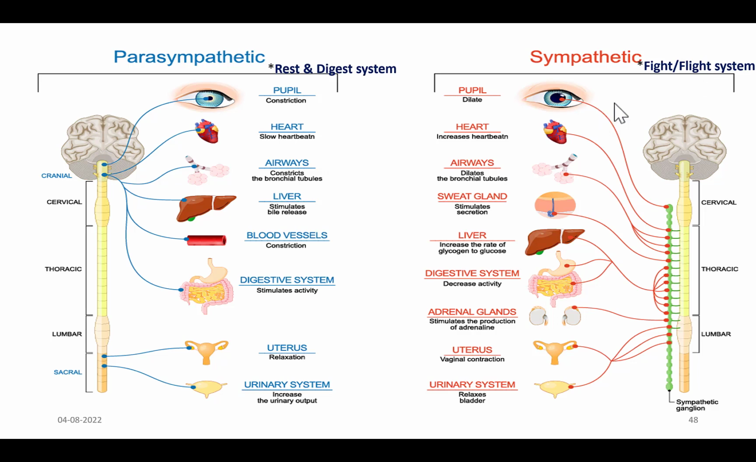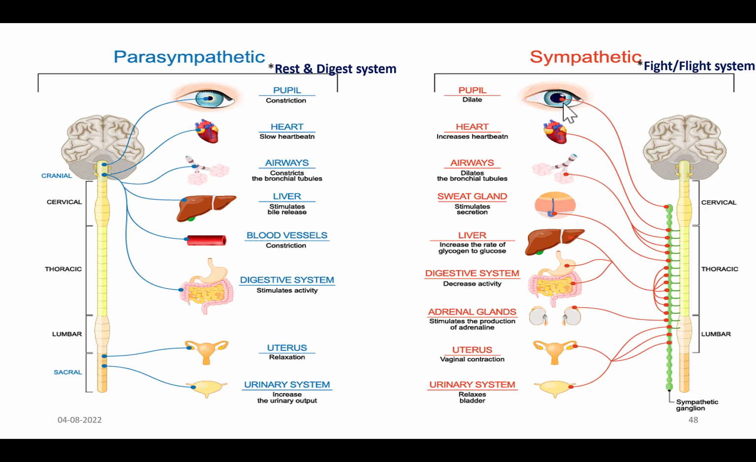You have to fly away if the tiger is far away, or you have to fight with the tiger if it is very close. Under this situation, your sympathetic nervous system gets activated. This activation leads to a series of changes in your body which help you to fight or flight, right? Let us see what those changes are.